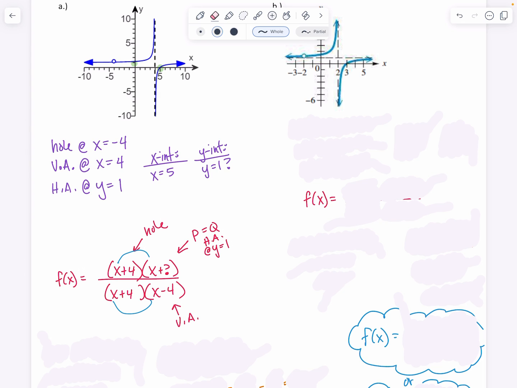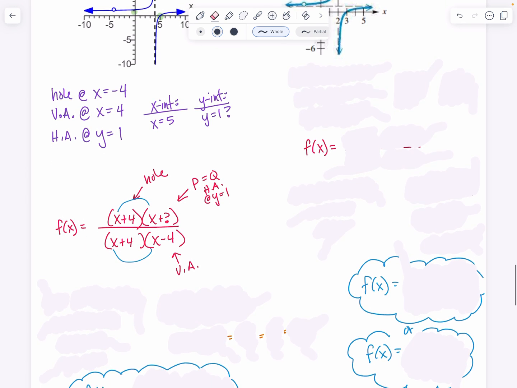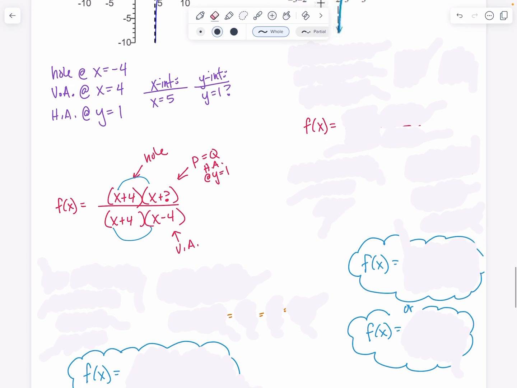There might possibly be another number there so that when I do FOIL it, the leading term is an x squared, but everything else still matches my graph and it gets me those x and y intercepts that I still need, right? So let's use those x and y intercepts to figure out what that last missing value is here at the top.